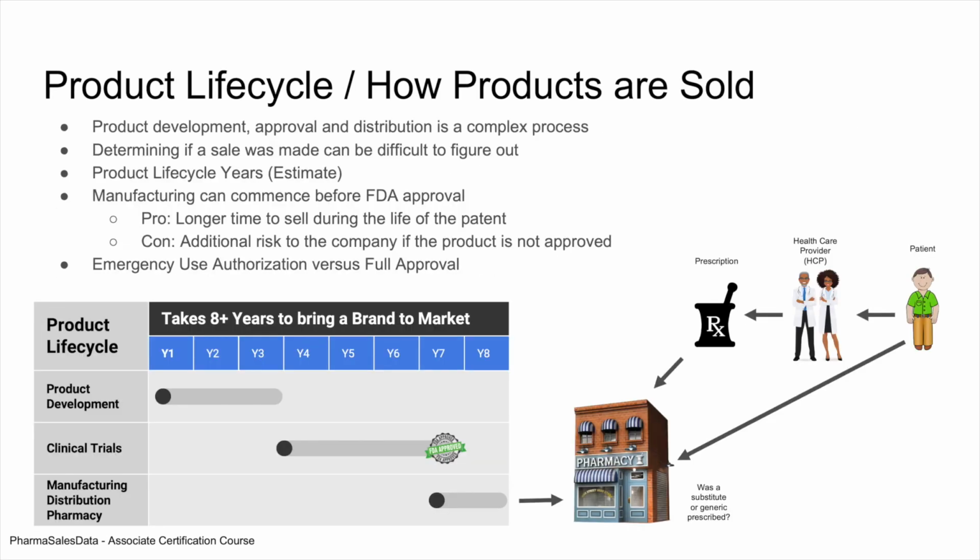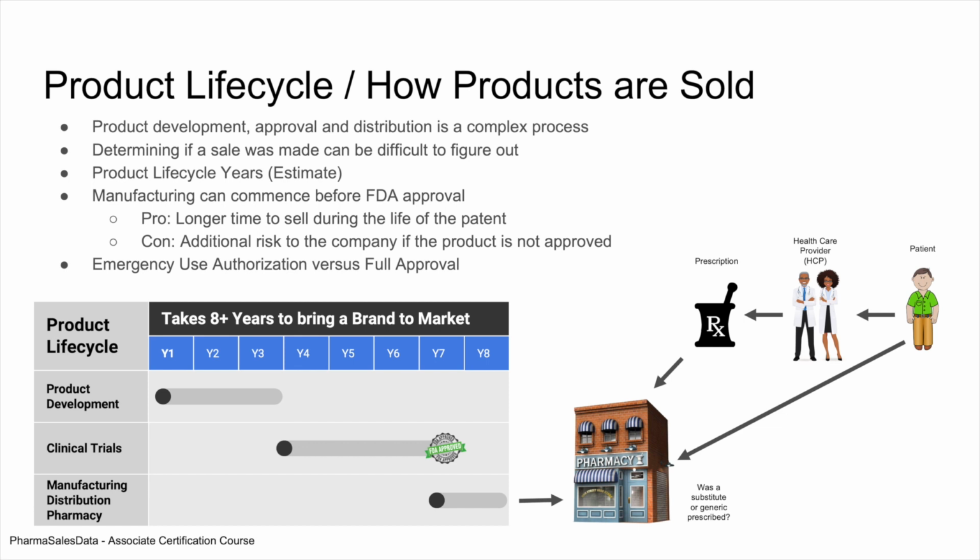Product life cycle. So people think, and this gets into the whole cost of products as well, why certain brands are so much money. It takes 8+ years to bring a brand to market. And depending upon the patent time, when you first file for your patent, you only have a limited time to recoup those costs. So your product development, approval, and distribution is a complex process. Determining if a sale was made can be difficult to figure out. The product life cycle, as we just mentioned, is about 8+ years.